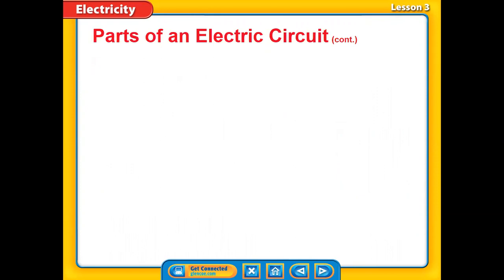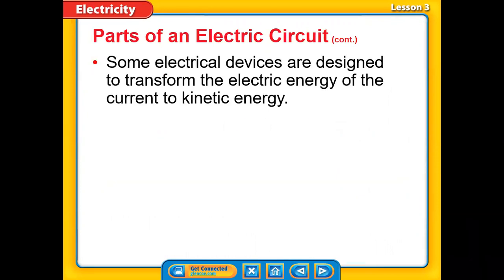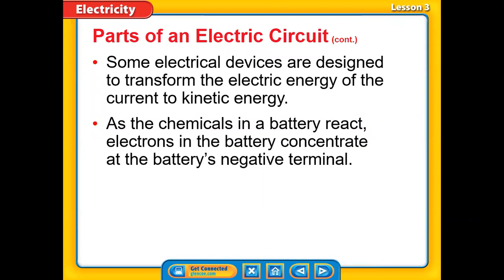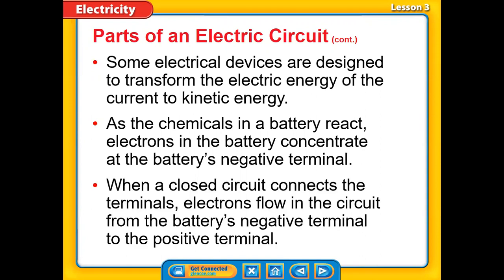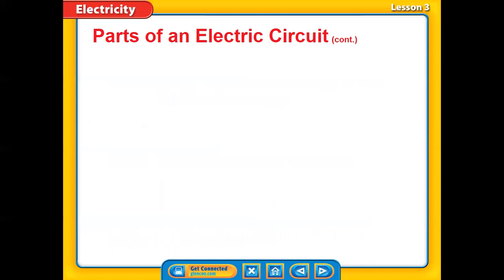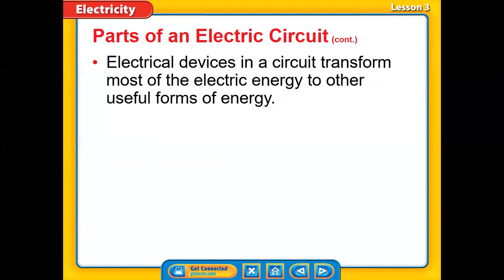We said yesterday that some electric devices are designed to transform electric energy into kinetic energy, like the fan, the watch, toy cars, even cars. And when the chemicals in the battery react, electrons concentrate at the battery's negative terminal, and when the closed circuit is connected, the electrons start to flow from the negative terminal toward the positive one. That means the direction of the current is always from the negative pole toward the positive pole.